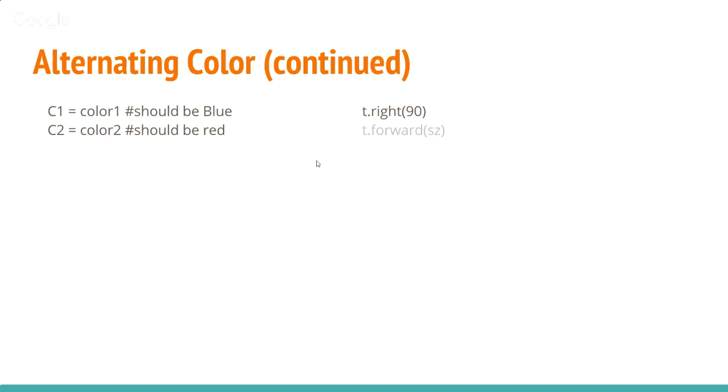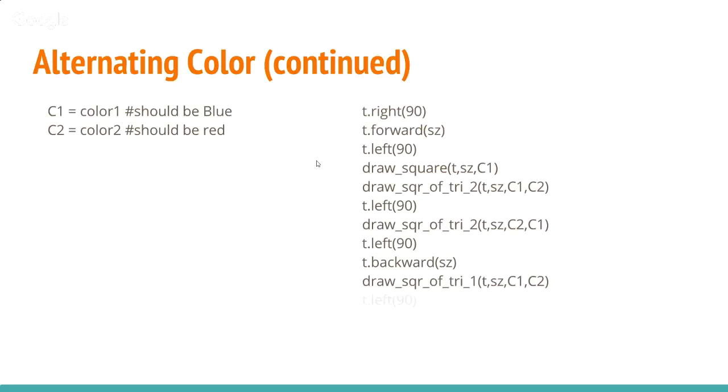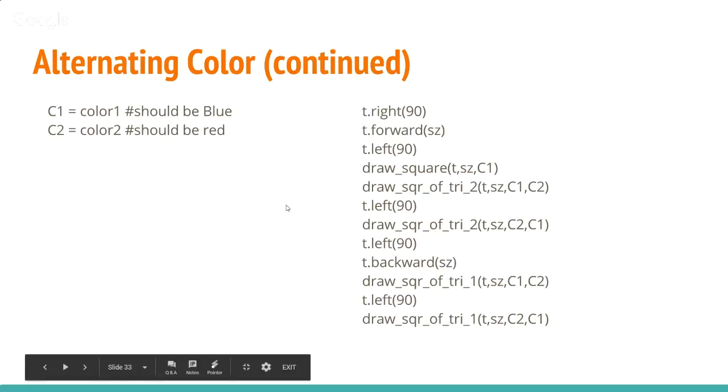Now, in regards to alternating colors, let's just pull out this function here. This was the draw square of, I can't remember. This is one of the columns, I believe. Now, when we look here at the square of triangle 2, I have turtle size color 1, color 2, and then I switched the parameters down here at the next one for color 2 and color 1. I did the same thing for the triangles, color 1, color 2, and then color 2, color 1.